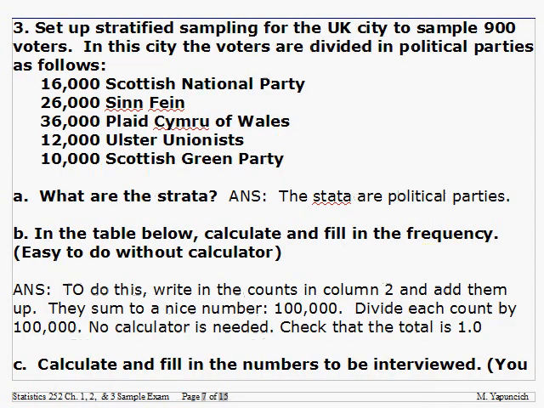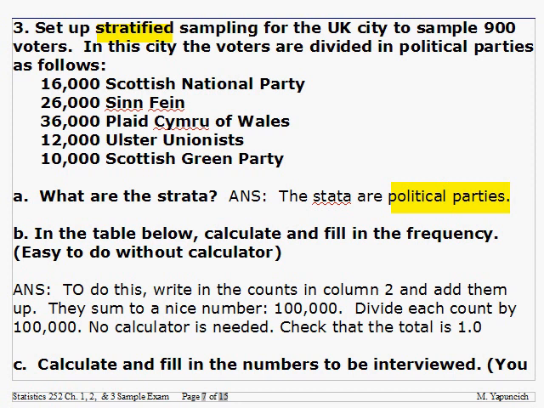On the test, you need to set up some stratified sampling. And you need to sample, in this case, 900 voters in a city. And in the city, the voters are divided among these interesting political parties: Scottish National Party, Sinn Féin, Plaid Cymru, the Ulster Unionists, and the Scottish Green Party. Okay, so you have the different representations. You have the number of people that are in each one of these political parties. This will be stratified sampling. What are the strata? The strata, or stratum, the strata are the political parties. That's plural. Okay, so you're going to stratify along these political party lines.